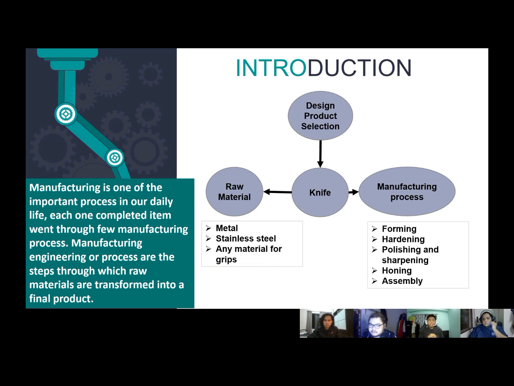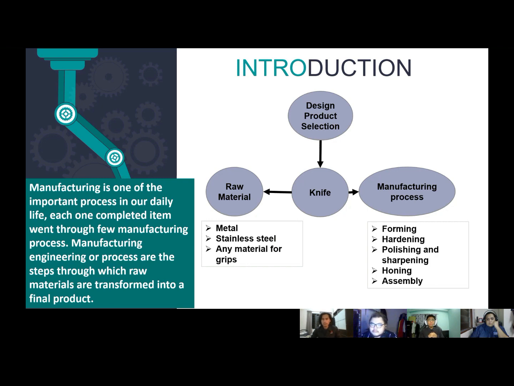Design and product selection is one of the important parts in this process. The household appliance that has been decided to use for this analysis is the hunting knife. A hunting knife is a knife that is used for skinning and cutting up meat.